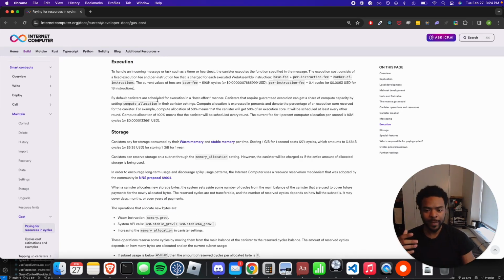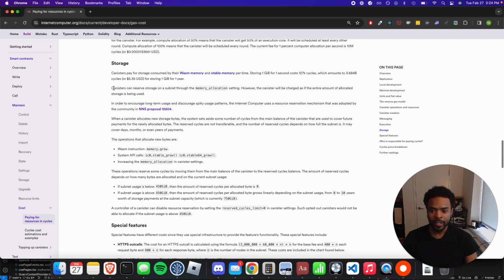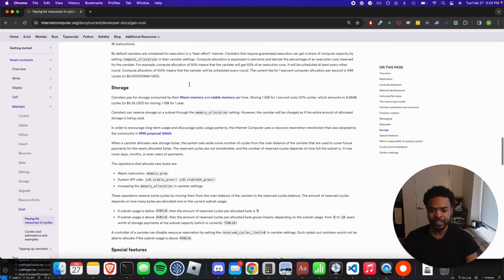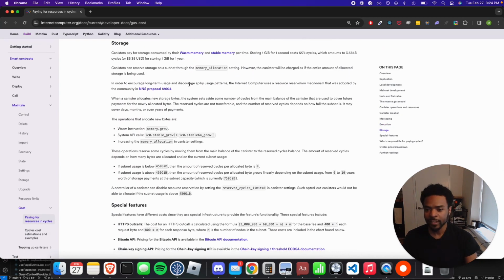All right, so the next thing you could expect to pay for if you're building an application on the Internet Computer is execution. And the way the cycle cost is calculated is also shown here, right? We have the base fee plus the per instruction fee times the number of instructions, where the base fee is 590 cycles, or this tiny dollar amount, and the per instruction fee is 0.4 cycles. Right, and we have some information here about compute allocation, which I'll let you discover on your own.